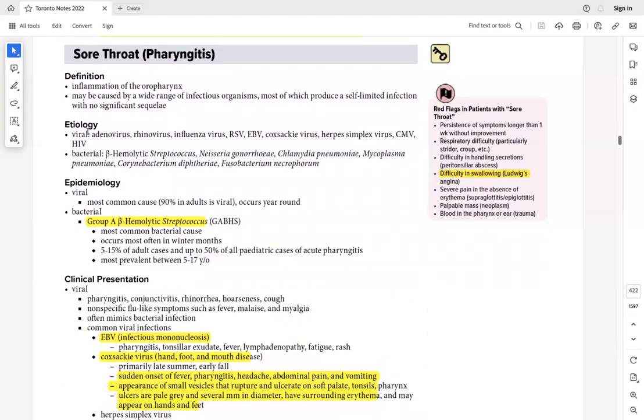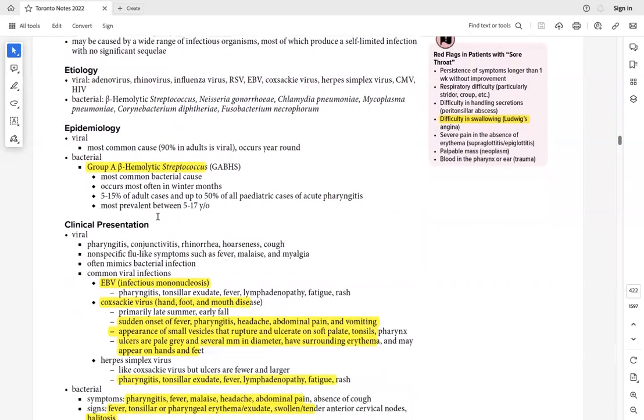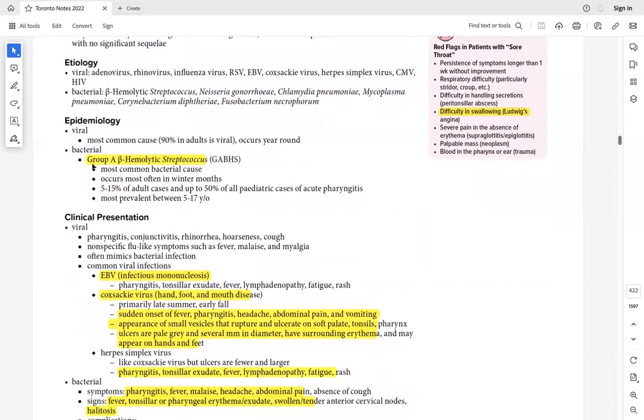Mostly it is viral, that is adenovirus, rhinovirus, influenza, respiratory syncytial virus. It can be Epstein-Barr virus. All of these viruses can present with the symptoms of pharyngitis. If it is bacterial, most common is group A beta hemolytic streptococci. And remember, group A beta hemolytic streptococci mostly occurs in children, less than 17 years old.